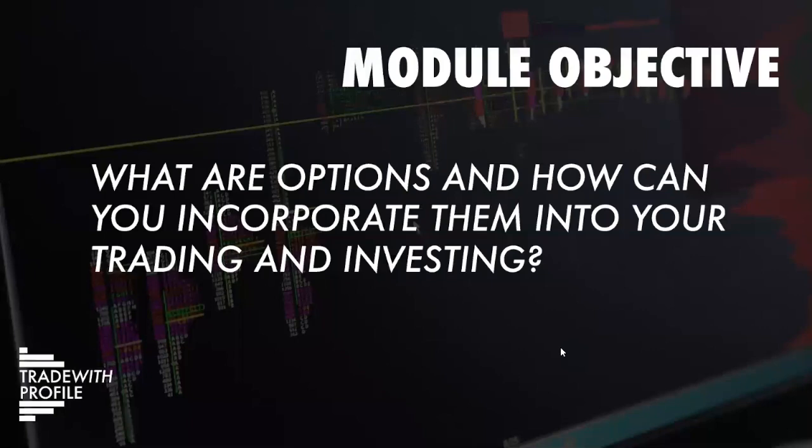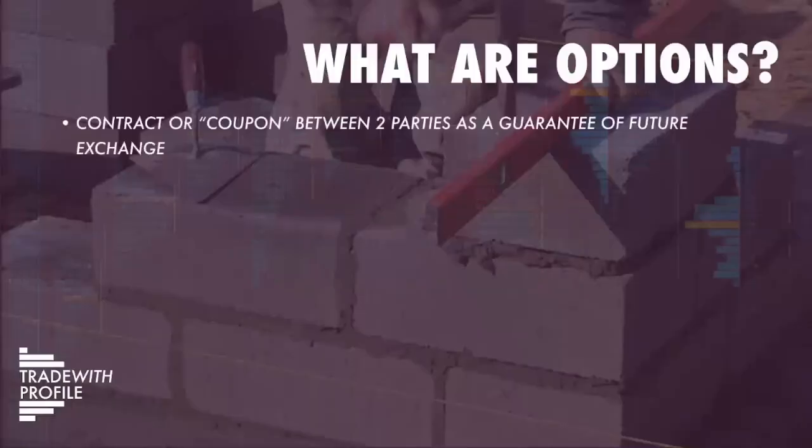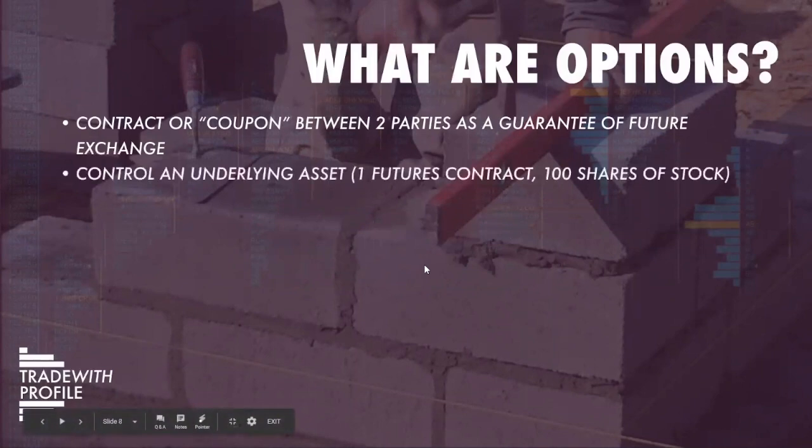In this module, we're going to talk about what options are and how you can incorporate them into your trading and investing. Lots of cool things to think about around options. And what are they exactly? Well, options are a contract, or think of it like a coupon, a ticket between two parties that are thinking about a future exchange. So they're looking at some underlying asset, looking at some point in the future, and they're saying, hey, I'm willing to buy or exchange that asset at a certain price.